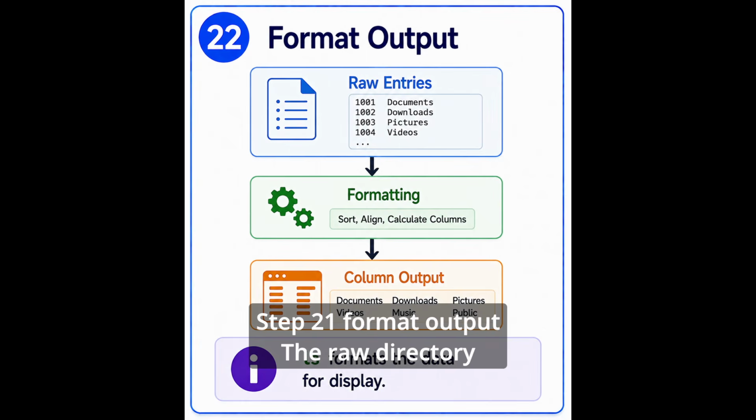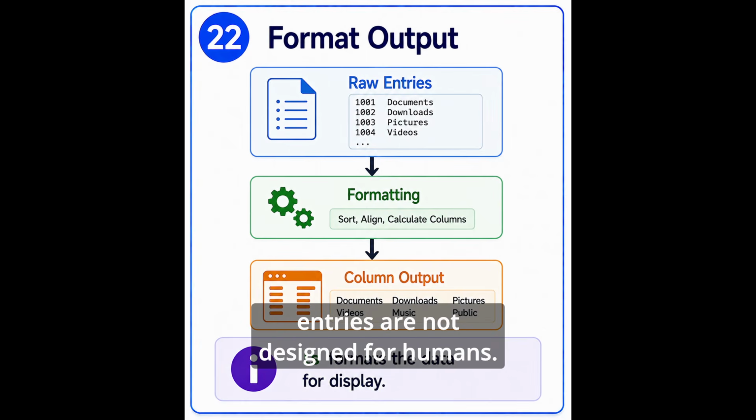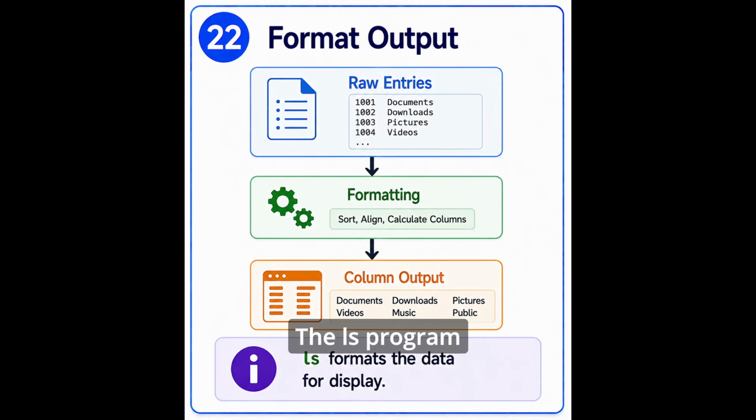Step 21. Format output. The raw directory entries are not designed for humans. The ls program formats the information. It may sort entries alphabetically. It may apply colors. It may organize output into columns. The data is transformed into a readable form.